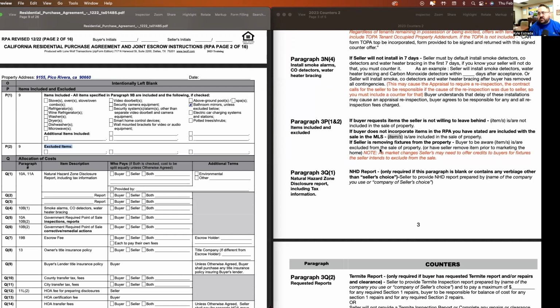So Maricela first. Just really quick, Kyle, why is the bathroom mirrors checked? Like that's by default checked. Like why do they have that checked? Because people were removing bathroom mirrors from bathrooms when they were moving out.